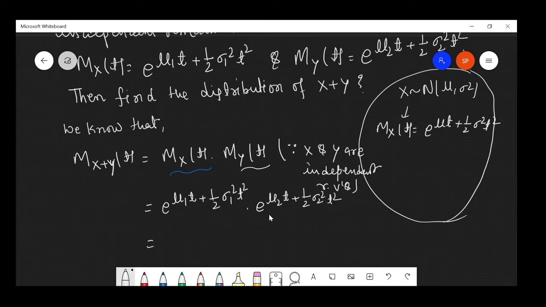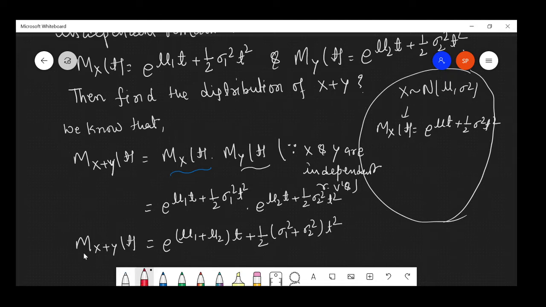Now here the base is the same, so the powers must be added. We can write here (mu 1 plus mu 2) into t plus half of (sigma 1 square plus sigma 2 square) into t square. This is the moment generating function of X plus Y of t. This is equation number 1.